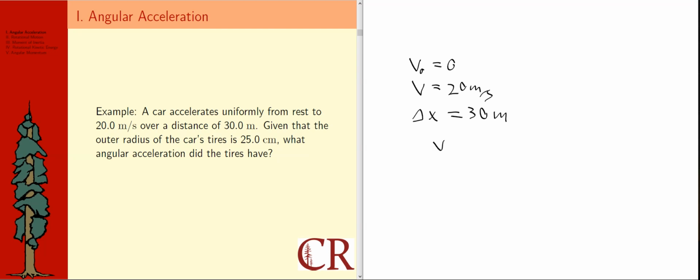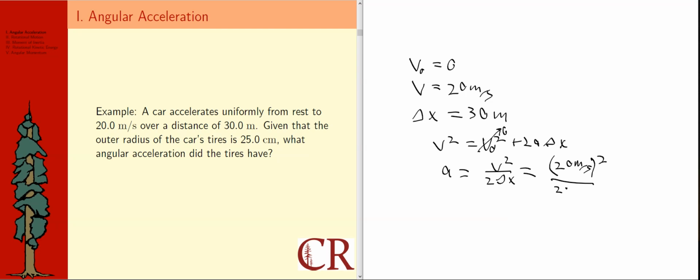So in that sense, if I were to write the fourth kinematic formula, and recognize that this part is 0 and solve for acceleration, then acceleration would be equal to that final velocity squared divided by 2 times the displacement, and all I'd have to do is 20 meters per second squared divided by 2 times 30 meters.